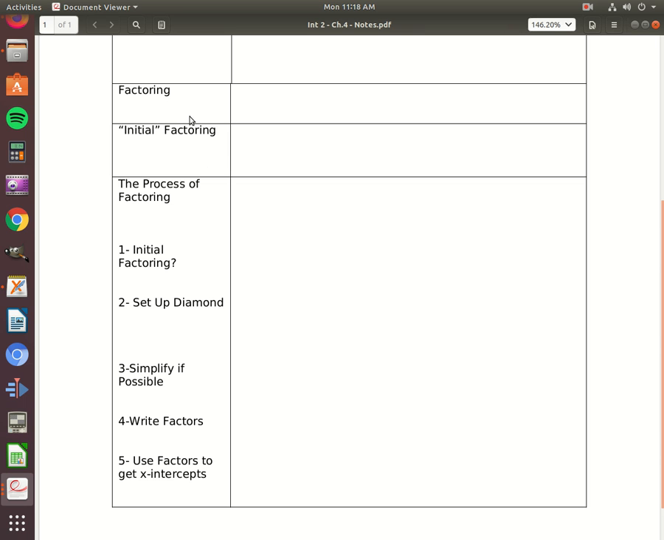However, there's different ways to do it. And so we're going to start today with just this initial factoring. We'll worry about the diamond and simplifying if possible and writing factors and using the factors to get x-intercepts later. But again, right now we're only looking at step 1.